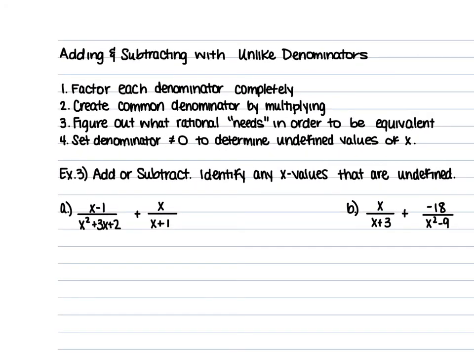One more. We'll get as far as we can in here. Okay, so here's when we have unlike denominators. Adding and subtracting with unlike denominators, where the denominators are not the same. So this is kind of like the first page, except all of a sudden, they're not the same. Here are our steps. We're going to factor each denominator completely. We're going to create a common denominator by multiplying. We're going to figure out what each side needs to give them a common denominator, and then we'll figure out any places that it's undefined.